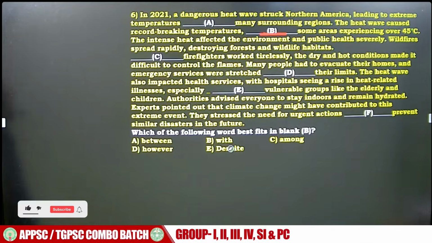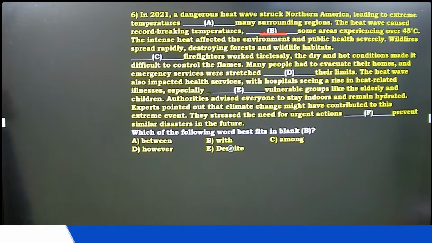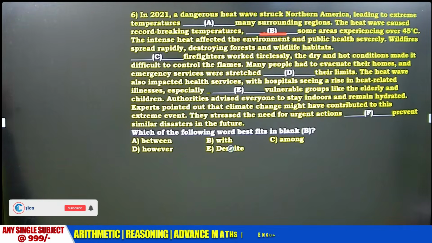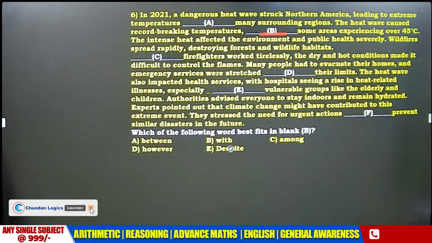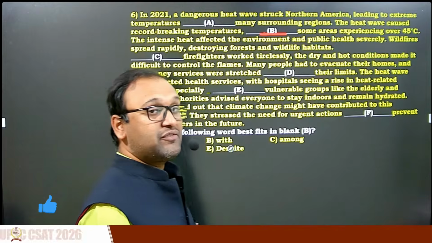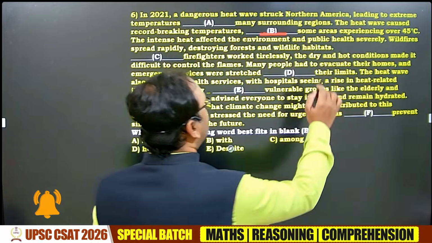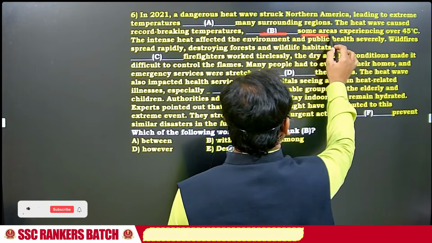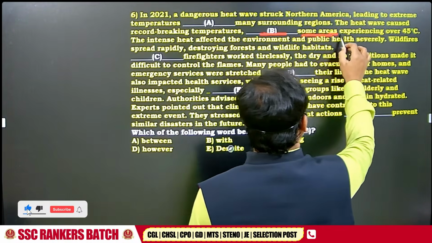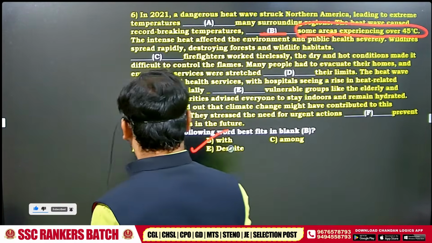Waiting for your answer. Among some areas. Some students said among some areas. I think most of the students say C option. I know that most of you would come with C option. That is why I have given you this much time. I thought that you would say C option. My dear friends, don't read the sentence till here. It is not just here. Dash some areas experiencing this much temperature. The answer is with.